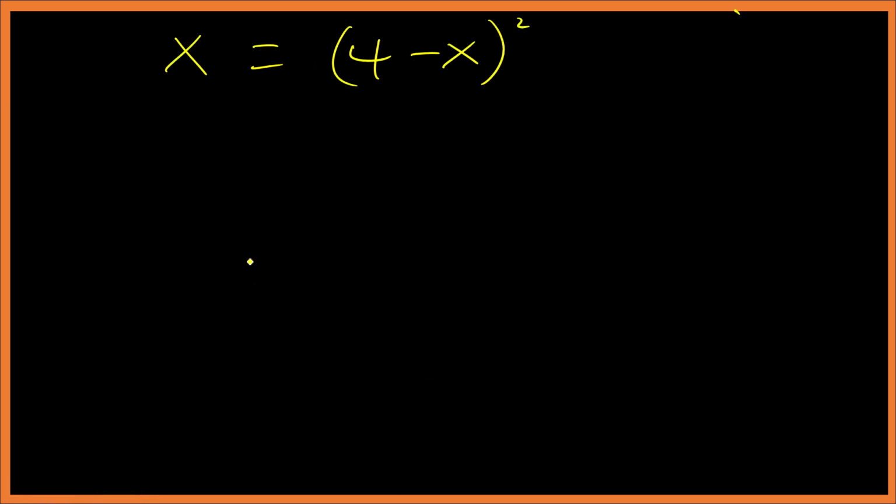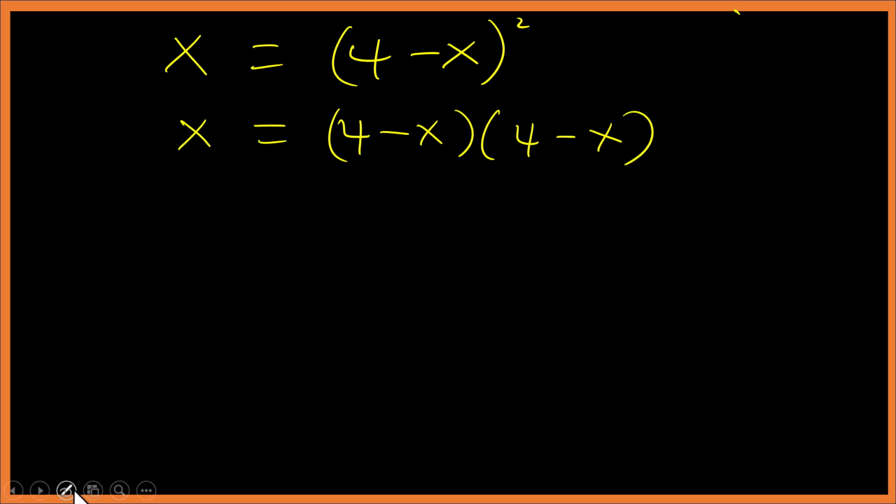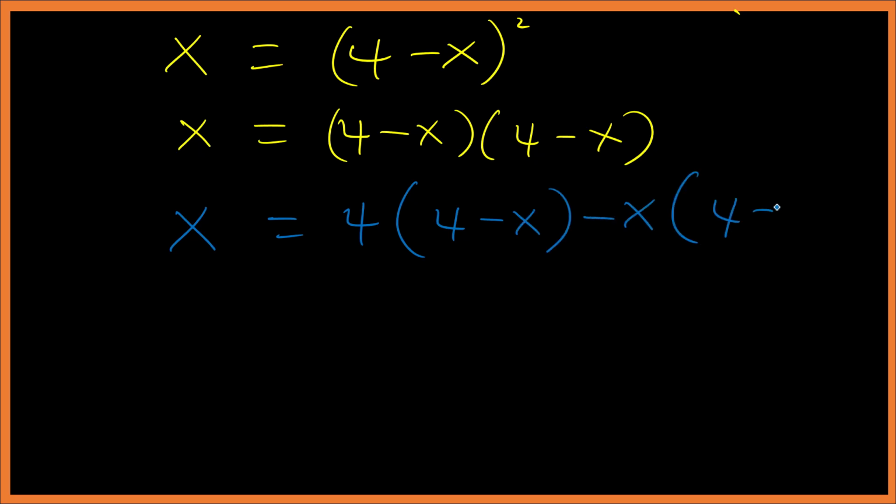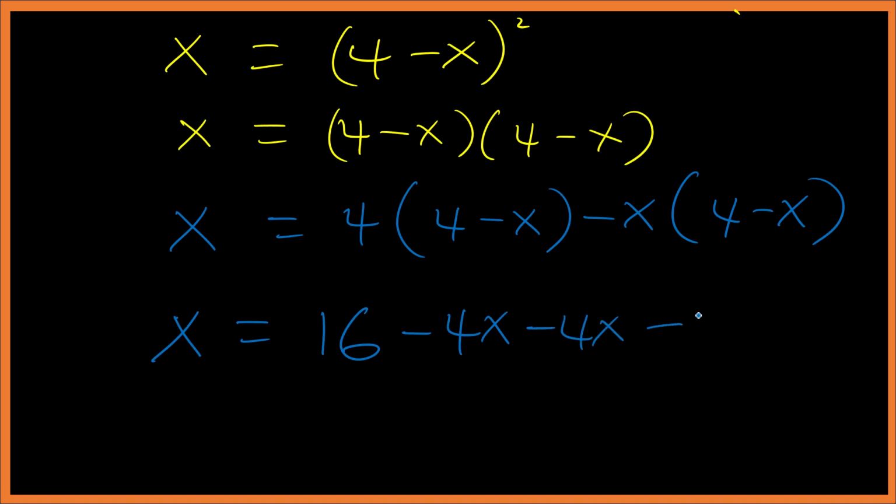Now it's the same as x equals 4 minus x times 4 minus x. Okay, that's the other way you can do it. So I have x the same as 4 minus x times 4 minus x. So I have x equals 16 minus 4x minus 4x plus x squared. So this one is a quadratic.